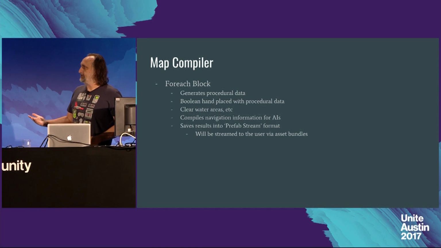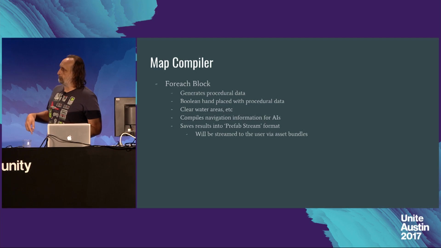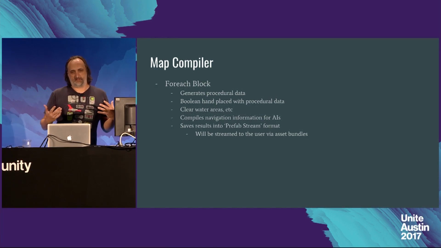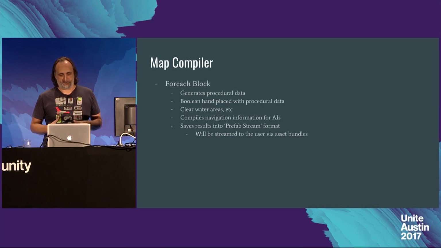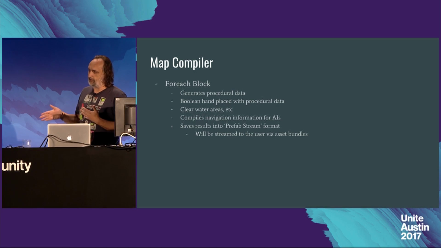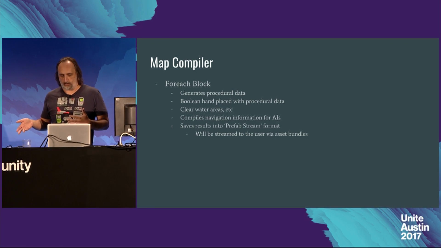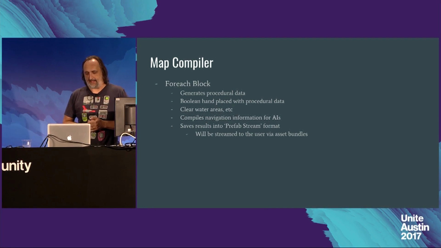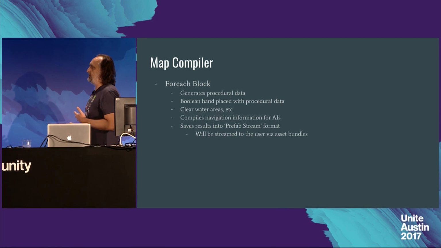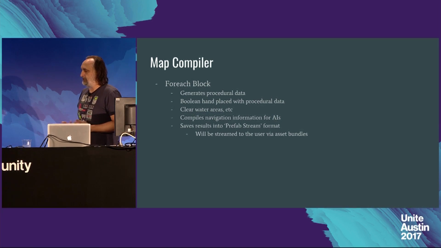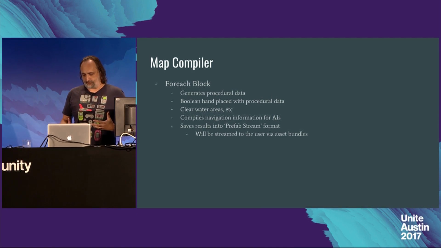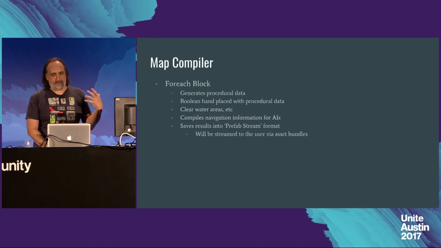And so we basically go over each of these 32 by 64 blocks, and we generate the procedural data, and we Boolean that with the hand data, basically clearing out stuff so that it makes room for it, following a rule set. And then we clear things like, hey, don't have things in the water that shouldn't be in the water, stuff like that. And while we're doing this, we generate a bunch of information for AI path planning, stuff like that, and we save this into what we call a prefab stream. And the prefab stream is what actually gets sent to the user via an asset bundle.